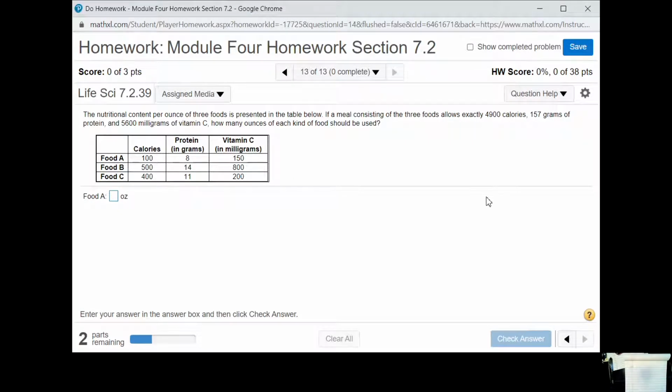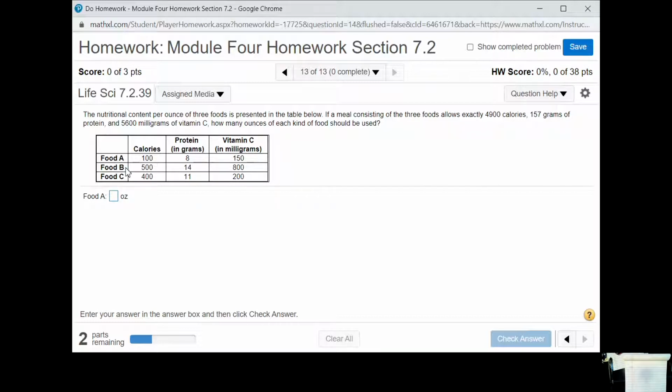We've got the different types of foods, A, B, and C. I mean, we don't know if this was meatloaf, mashed potatoes, and green beans, or what the ABC foods are, but we're going to make them fit the particular criterion in the table. So they have each type of food broken down for each ounce of that type of food. So 1 ounce of whatever the first type of food is gives you 100 calories, 8 grams of protein, and 150 milligrams of vitamin C.